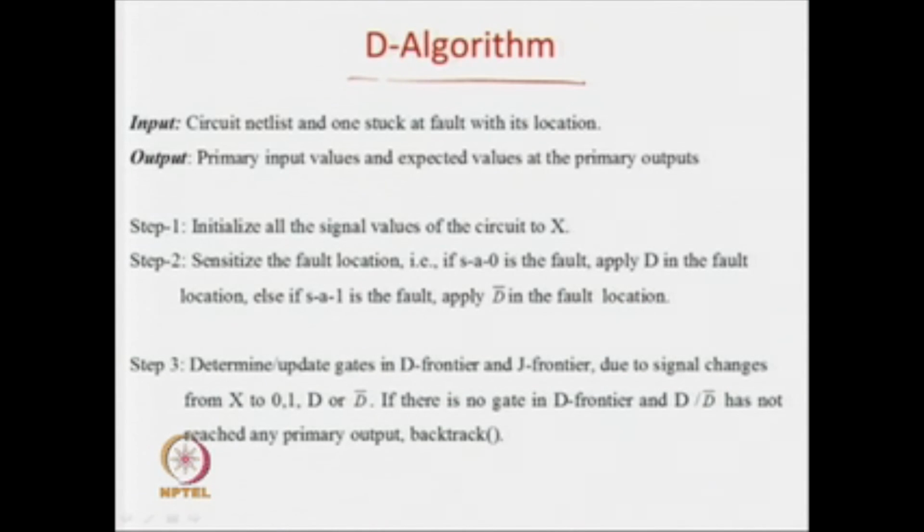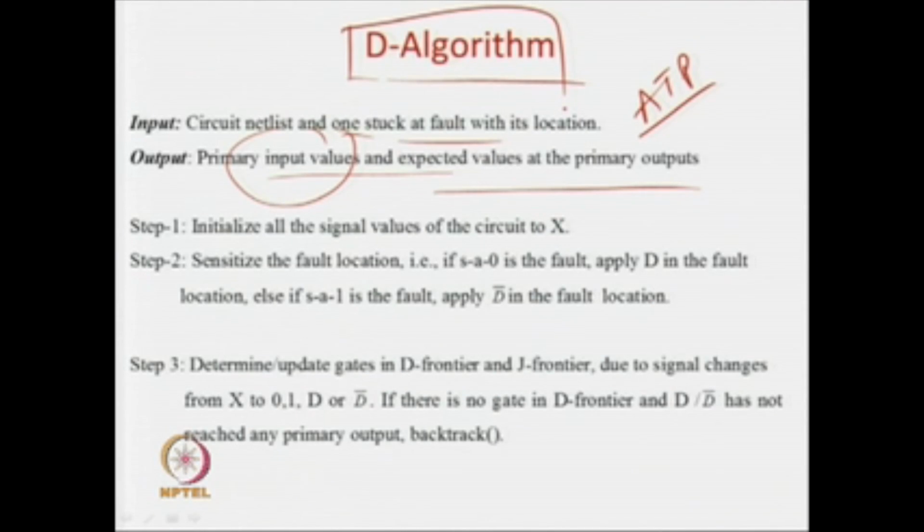The next thing we will study is the D algorithm in detail. The input is the circuit netlist with one stuck-at fault, and the output is the primary input values required to test the fault, and what is the expected primary output. That is your automatic test pattern, we call this ATP. So in the next lecture, using all the definitions we have studied today, we will look formally into this D algorithm using the definitions and the procedures which we have discussed today.